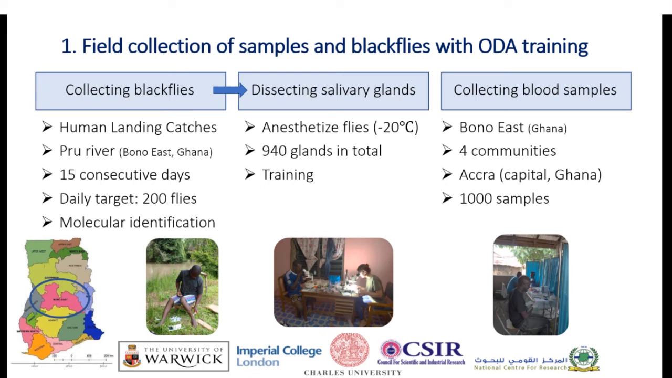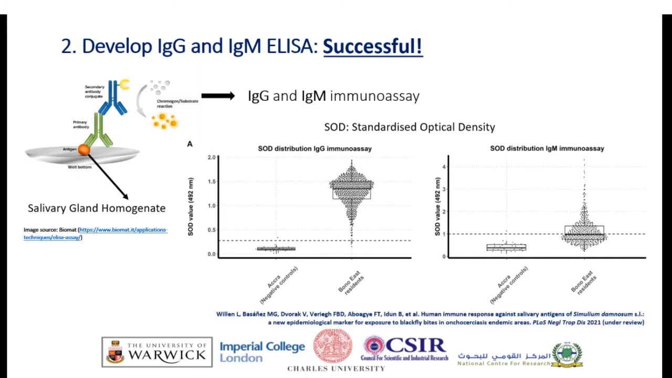Using all this material, we developed an immunoassay in the format of an indirect ELISA. That means that we use the salivary gland homogenate as a target, so it was coated on the well. And then a conjugated secondary anti-human IgG or IgM antibody was used to measure the presence of IgG and IgM. As you can see in the graphs, we were successful in developing both the IgG and IgM immunoassay.